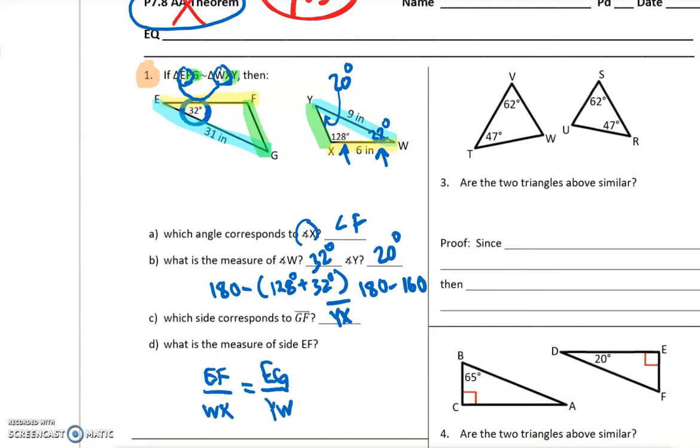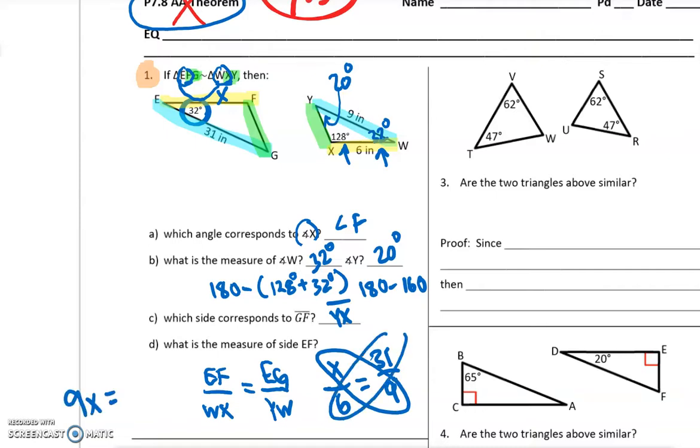Okay, now we're just going to substitute. EF is what we are solving for, so I'm going to say X over WX, which is 6, equals EG, which is 31, over YW, which is 9. And we are going to cross multiply and solve. So 9 times X is 9X, and that will be equal to the other cross product, 31 times 6, which should give us 186.